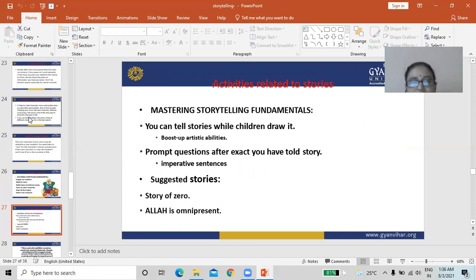Activity related to story. Mastering storytelling fundamentals. You can tell a story while children draw it. Boost the artistic ability in your students. Promote questions after you have told a story. Imperative sentence, suggested stories, a story of zero. So these are the alternative activities related to story.